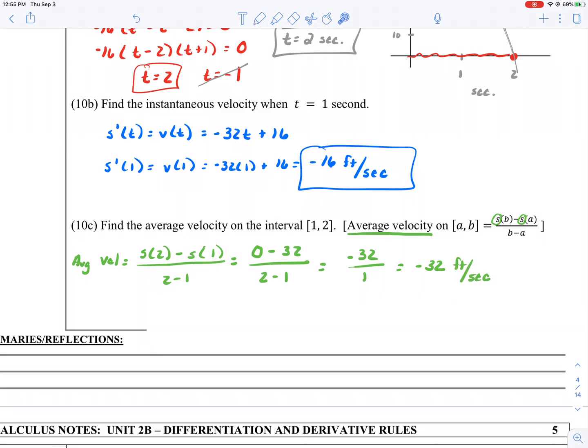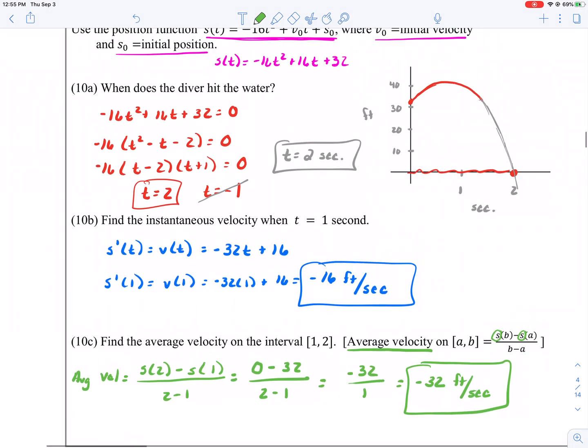I was thinking ahead of myself. At t equals 1, I was at negative 16 feet per second. That was a precise moment in time, but my average velocity over the 1 to 2 seconds was negative 32 feet per second. So that's my average. So that would be the slope between these 2 points, right? So this is the slope of the secant versus the slope of the tangent. I hope that visual helps that make a little bit more sense.